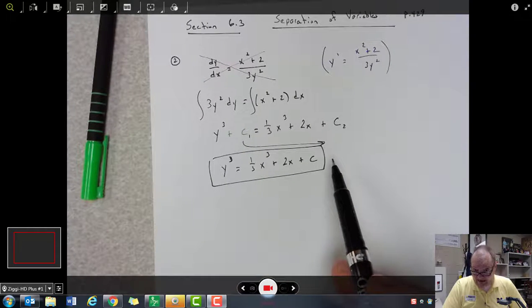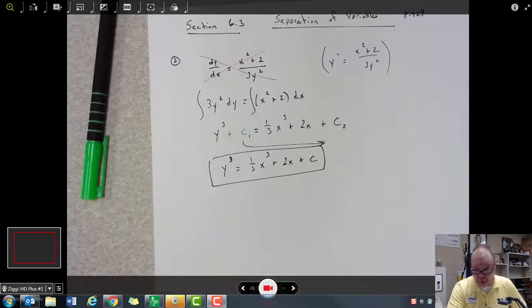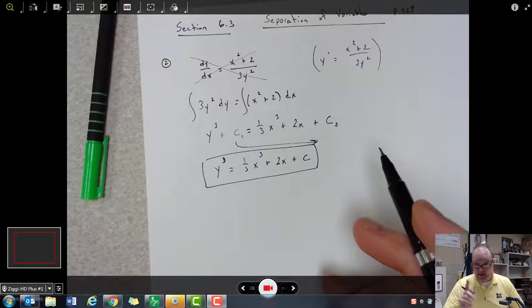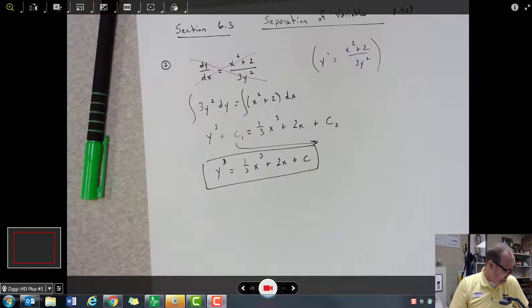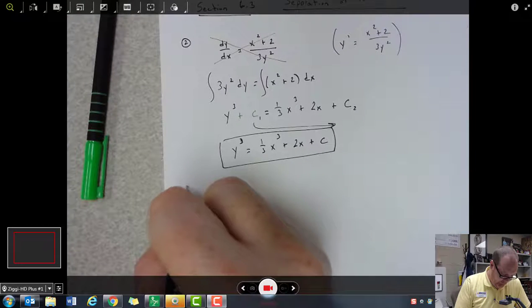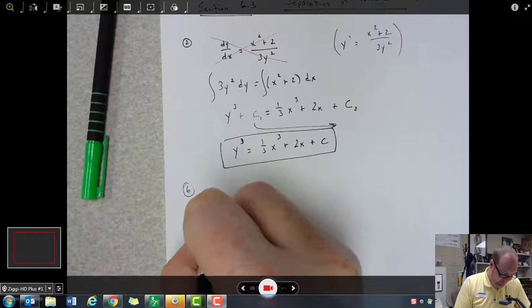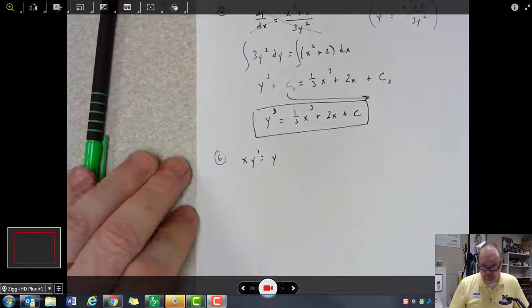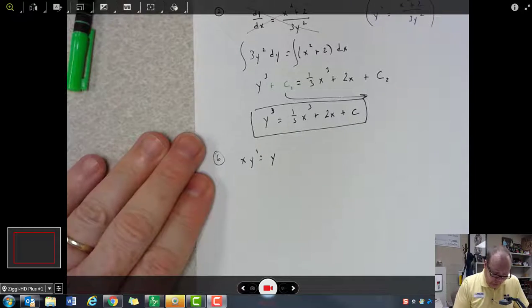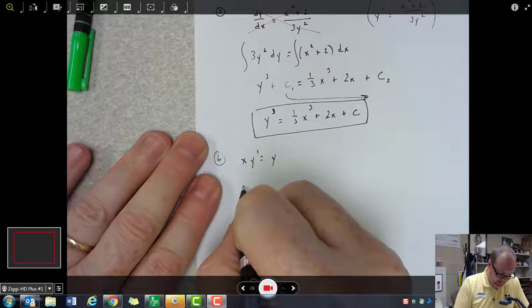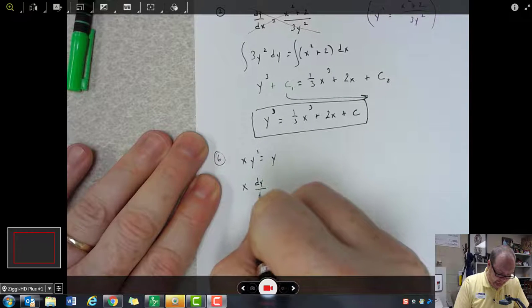And you remember in the last section, the last thing that we did was to use an initial condition to actually find the value of C. You do that in Cal 1 as well. It's just been a while since you've done that. Look at number 6 on that same page. Number 6 says x y prime equal to y. So again, I'm going to rewrite that just so I can think about this separation of variables business as dy dx.